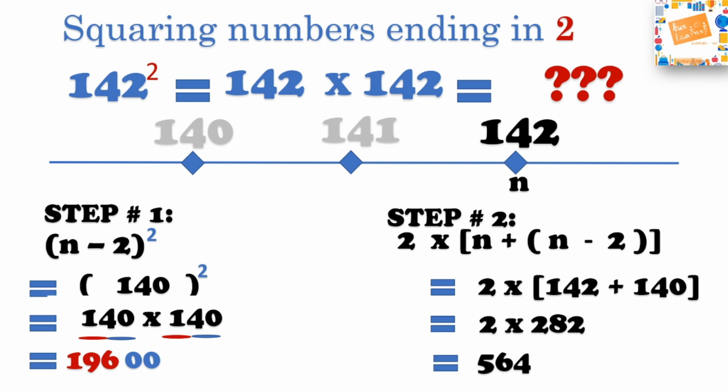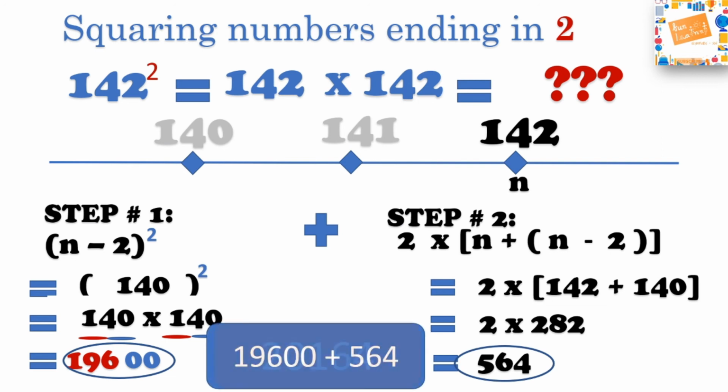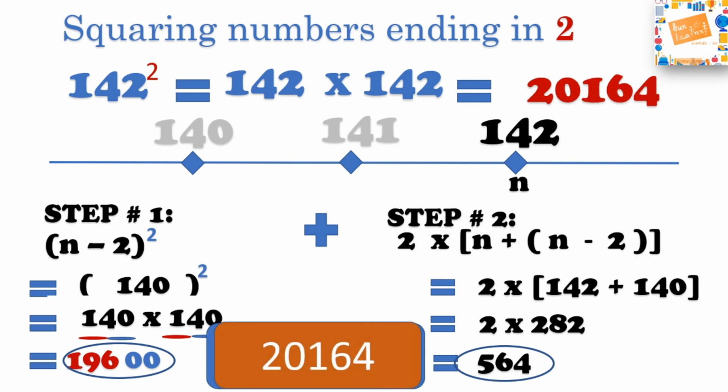And now all you need to do is add these answers together, which will give you the final answer of 20,164, which is indeed the square of 142. Try it on the calculator and you'll see.